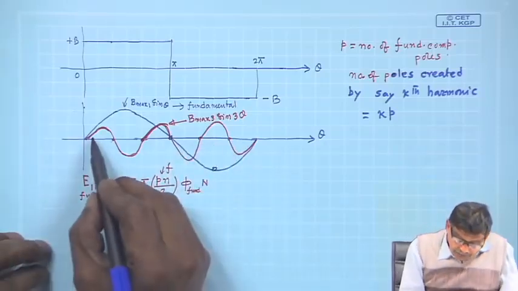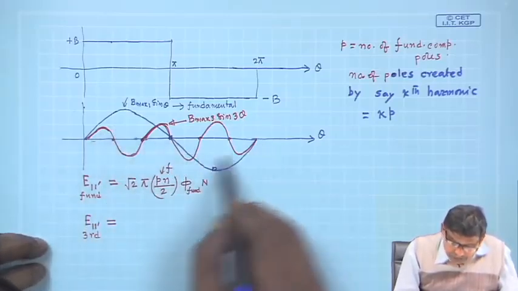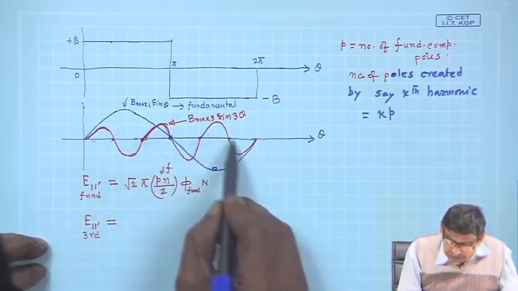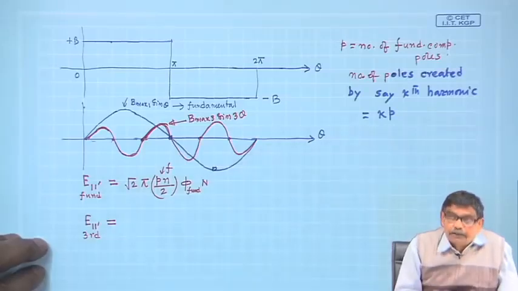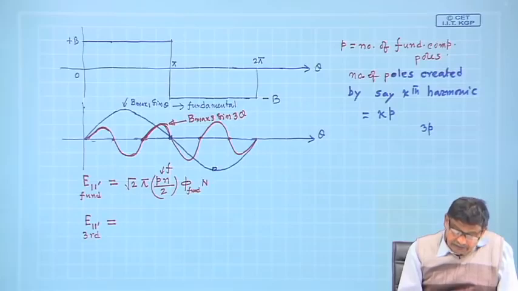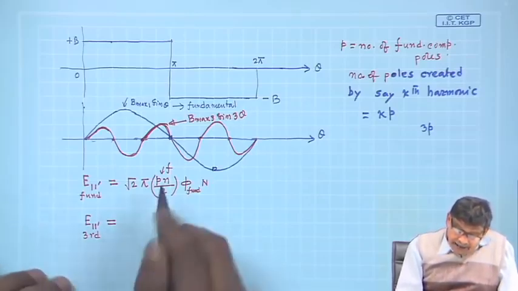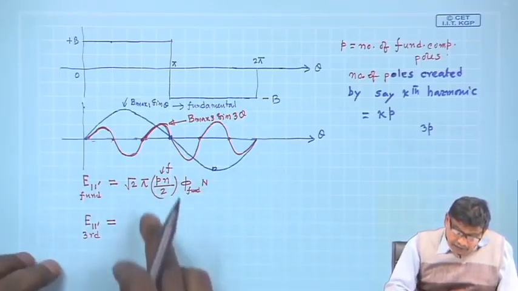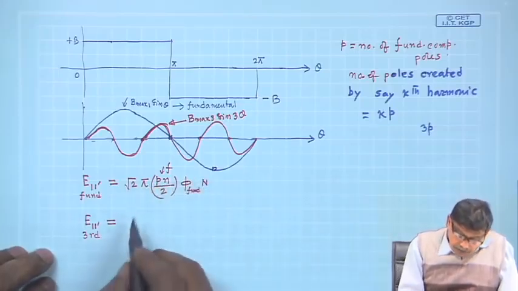Therefore, for the third harmonic component, this is south, this is north of the fundamental. You see there is south, north, south, north, south, north. So, 6 poles will be created because of the third harmonic. So, 3P, for example, it will be like this. And n is the mechanical speed. Therefore, wherever P is there, it should be Kp now.